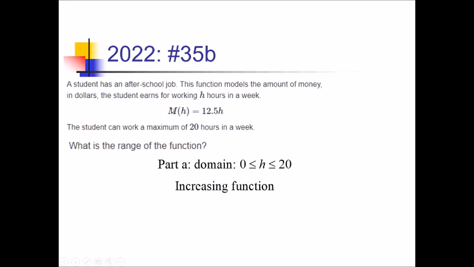So our M of H is going to be between M of 0 and M of 20. Now, M of 0, if our student works 0 hours, predictably they get $0. So that would be 0. And for 20 hours, we're just doing 12.5 times 20. 2 times 12.5 would be 25, so 20 times that is 250, but you could use the calculator. So we are clustered then between 0 and $250 for the range of this function.